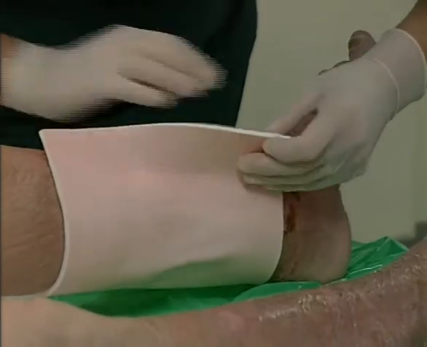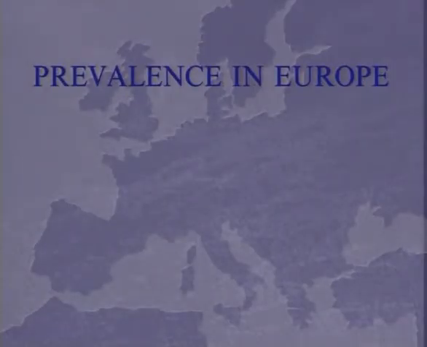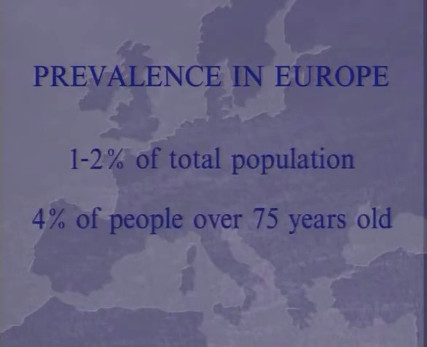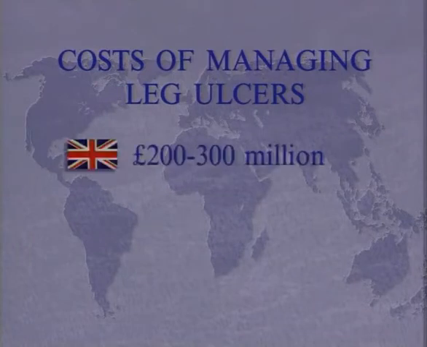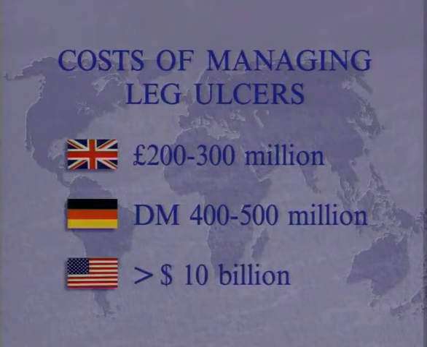Leg ulcers are a common problem. It's widely acknowledged from studies in Europe that 1 to 2% of the population is affected. This figure increases to 4% in those over 75 years of age. This means that leg ulcers are a costly problem for health services. For example, in the UK, between £200 and £300 million is devoted to the treatment of leg ulcers. In Germany, between 400 and 500 million Deutschmarks, and in the USA, over $10 billion.